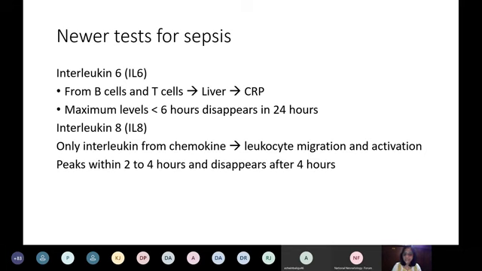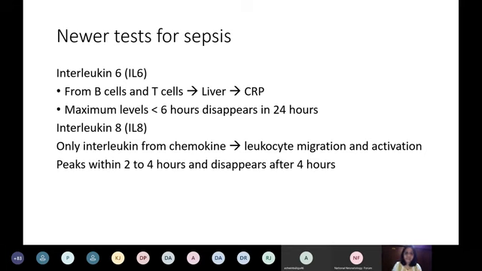Why I'm stressing on this is, I told you the very first day that when we check CRP, it's not going to be positive. That's because first the pathogen has to sensitize, then this interleukin 6 has to be released. This has to be produced from the B and T cells of the baby, go to the liver, then only CRP will be produced.